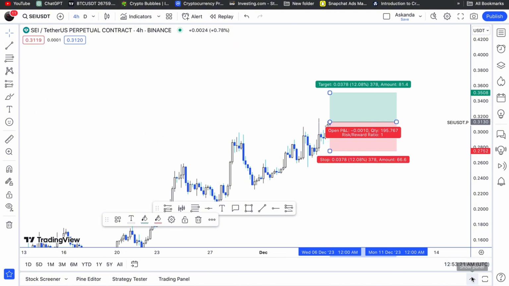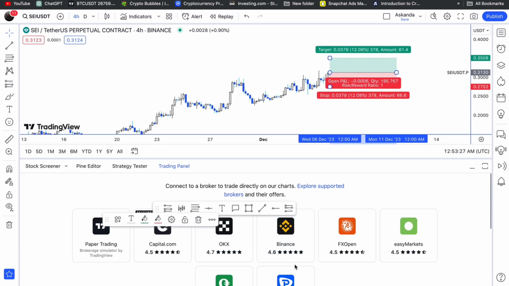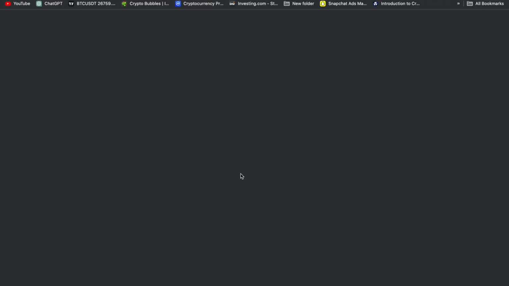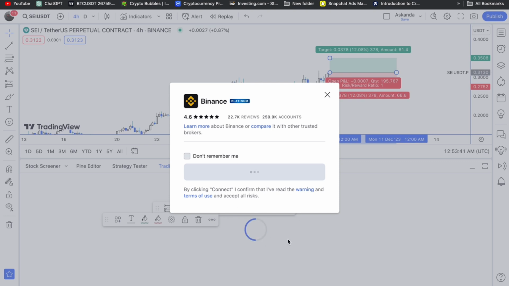So we also click on this panel button at the right hand down side. Have you seen it? So we are going to log into our Binance, right? So we'll click on login, then we'll just click on connect. It's very important you connect your Binance so that you can calculate the position sizing, so that you can also know your risk. Okay, so it has been logged in.